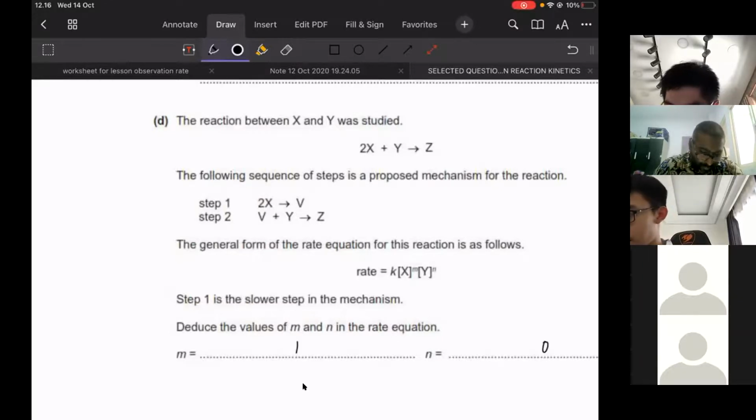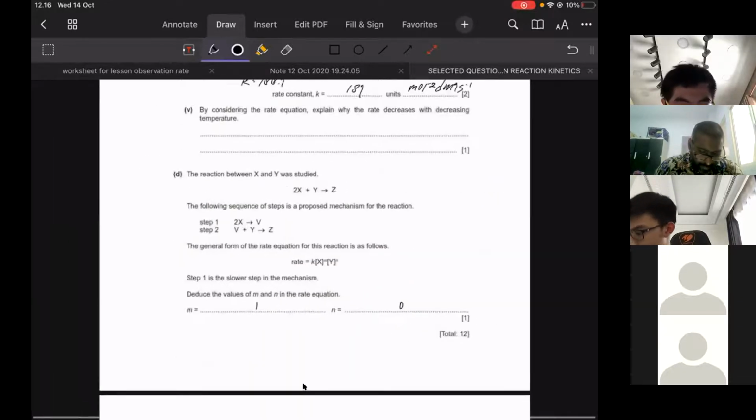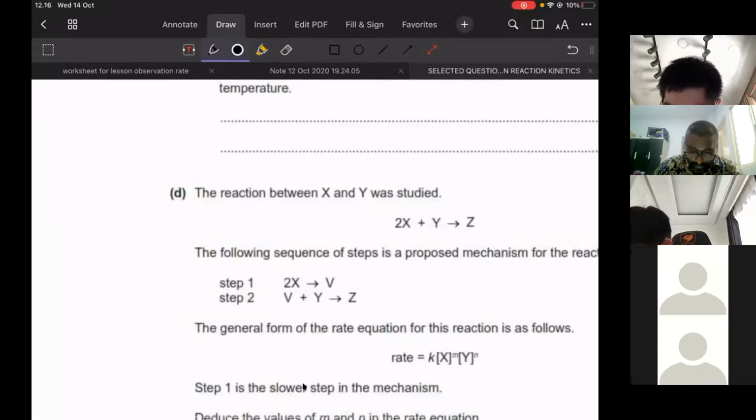Yang tuh CV lu udah bisa, Jas? Belum. Ayo, gimana nih?